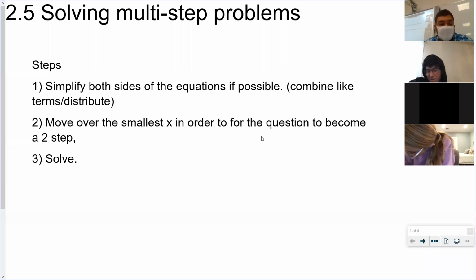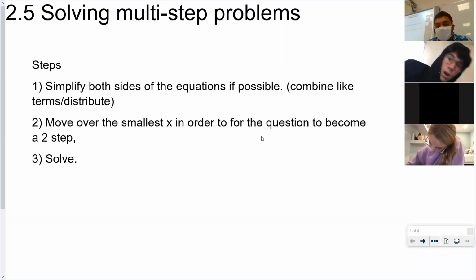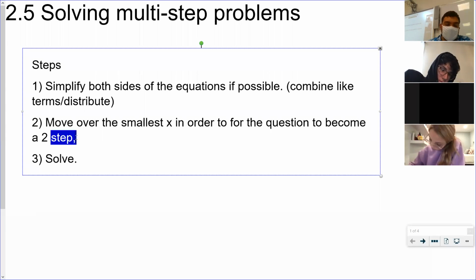Okay. So 2.5, solving multi-step problems. I want you to write down these steps. For today, when we start this off, number one won't happen too often in terms of combined like terms, but distribute will occur. Step two, move the smallest x over in order for the question to become a two-step. I should say slash one step. And then step three, solve.